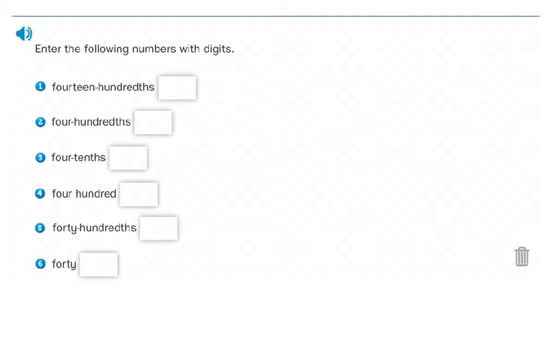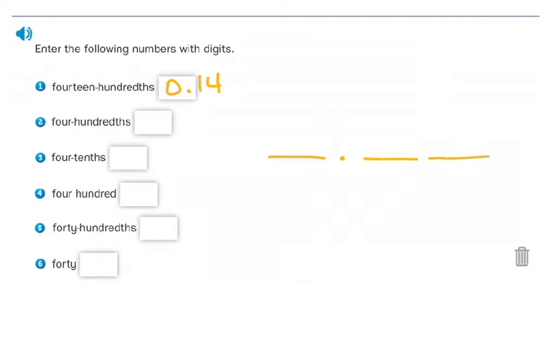You're going to number 1 to 6 on your whiteboard. You're going to enter the following numbers with digits. So for example, number 1, you're going to write down 14 hundredths.